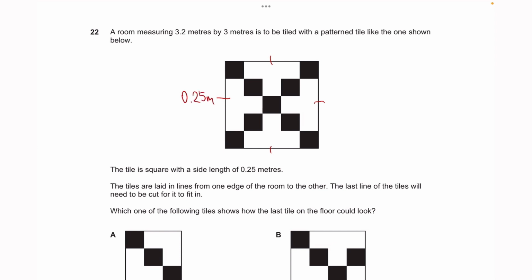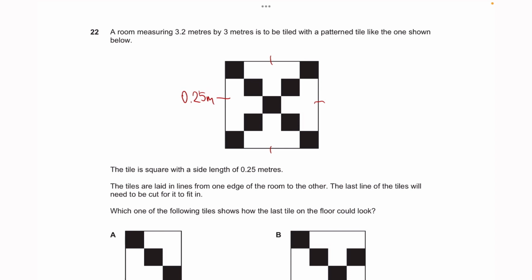Now it says the tiles are laid in lines from one edge of the room to the other. And it says the last line of the tiles will need to be cut for it to fit in. Which one of the following tiles shows how the last tile on the floor could look?